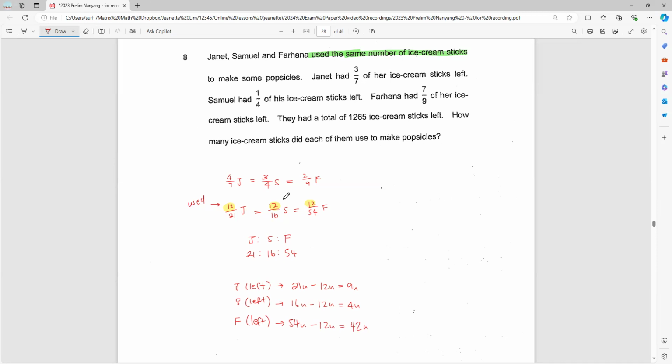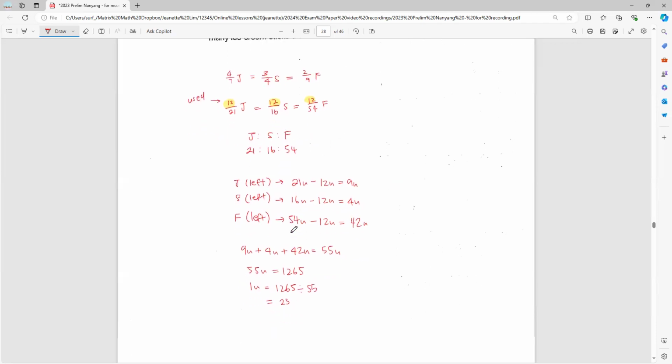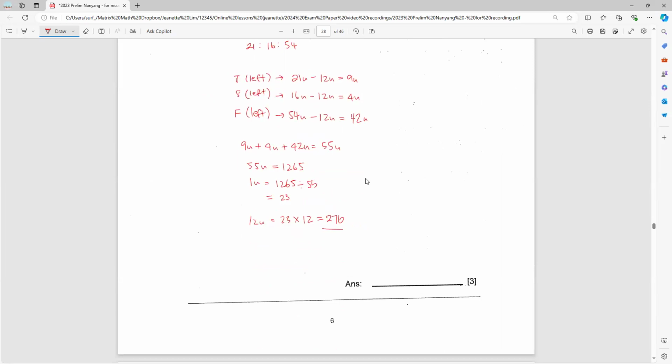Now I'm going to add all of these up. That will give us 1265. 55 units is 1265. 1 unit is 23. How many ice cream sticks did each of them use? Okay, so remember they use the same, right? So 12 units is what we want. 276 ice cream sticks. They want each of them, so don't need to times 3, just 12 units will do.